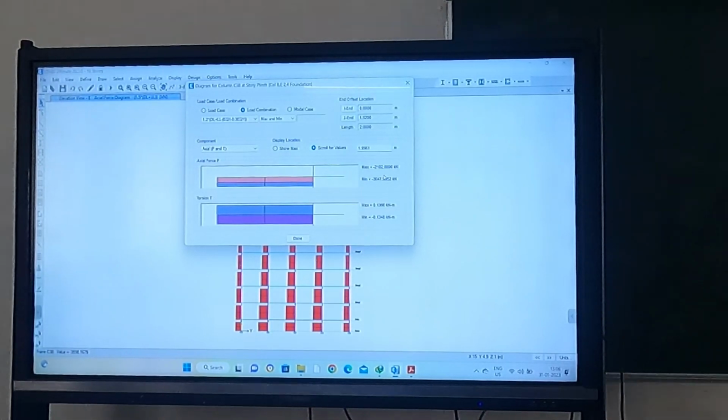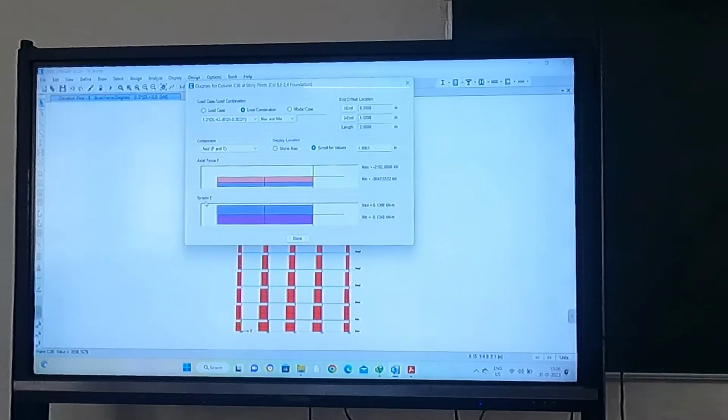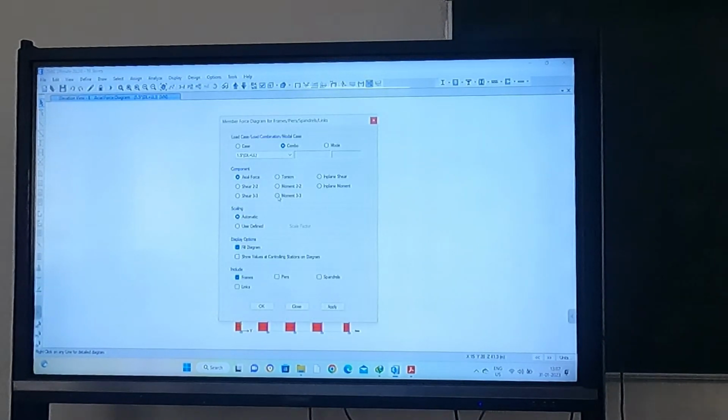So like this you can check. Now instead of axial load I want to check something else, and along with that axial load you can also check the torsion. See, here it is showing the torsion, how much is coming, maximum and minimum. I want to check the moments, and you know this one, right? Moment in 3-3 and moment in 2-2. Does anyone have any doubt here, both for moment and shear? I can explain if you are having the problem.